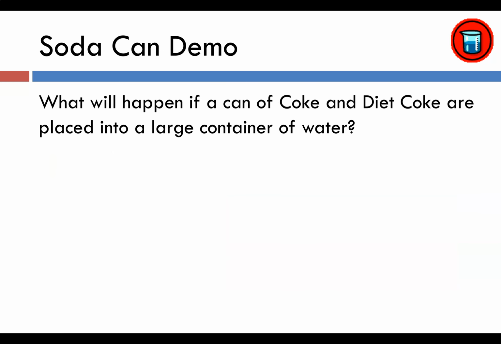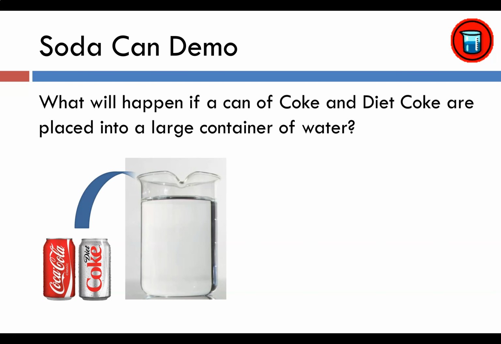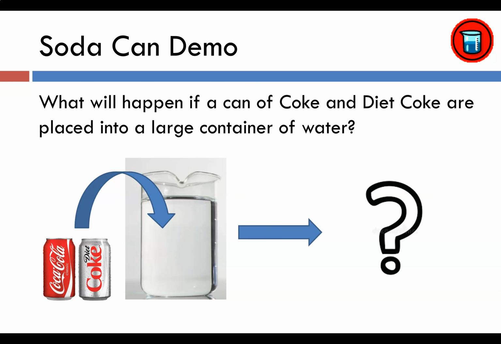All right, so if we were in class, we'd be doing this demonstration. We'll just walk through it virtually now. What will happen if a can of Coke and Diet Coke are placed into a large container of water? I'll give you a hint, it won't explode, nothing crazy like that. Take a second, pause the video, and see if you can brainstorm what you think might happen. Okay, hopefully you've done a little bit of brainstorming.